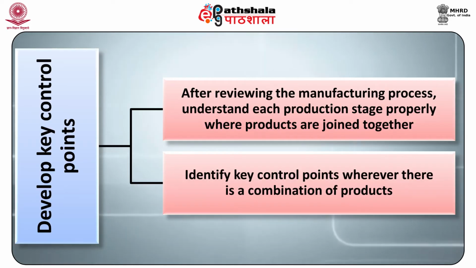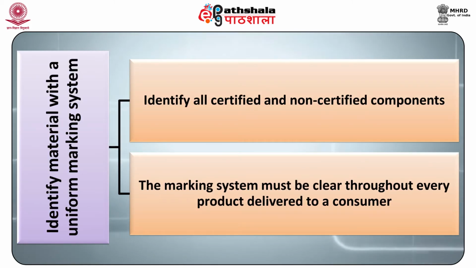Now, the first step is to develop key control points. In this, after reviewing the manufacturing process, understand each production stage properly where products are joined together. The second point is to identify key control points wherever there is a combination of products. Now, the second step is to identify material with a uniform marking system. In this, the first point is to identify all certified and non-certified components. The second point, the marking system must be clear throughout every product delivered.